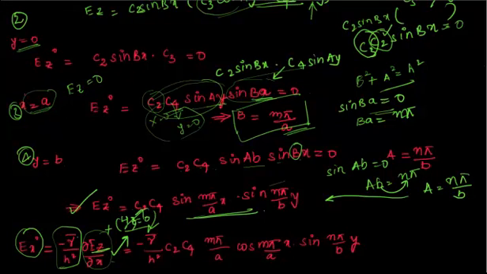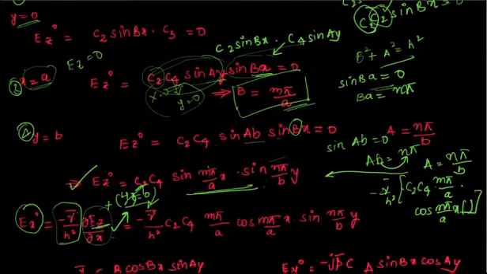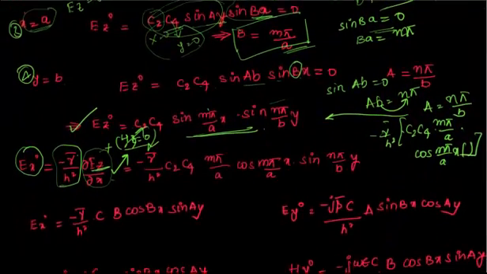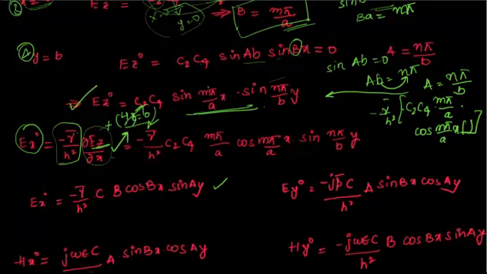So minus gamma bar by H square into dou by dou x of, that is C2 C4 come out, and you are differentiating this term. So n pi by A comes out, and that will become cos n pi by A into x, and this term remains as it is. So now you have evaluated the term Ex to be this one. Ey is similarly evaluated, and Hx and Hy.